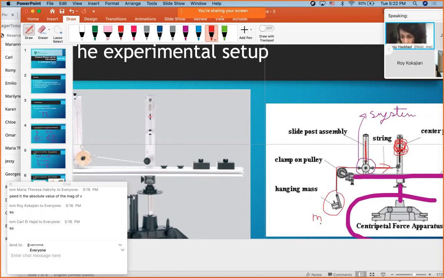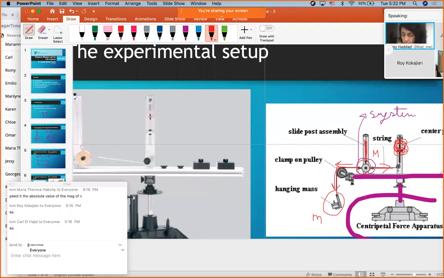I'm going to call it small m, so the system is going to be big M, and all the students were confused between small m and big M. And this weight is going to pull the system in this direction. This wire is not going to pull the system. It's only going to leave it at a certain position, not allowing it to fall down.